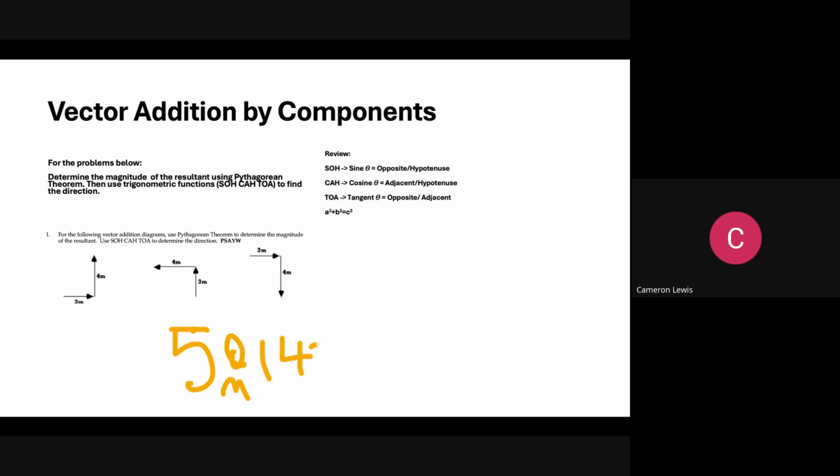So now we got 5 meters at 143, northwest. Good. So now we know that this angle is this. We know it's 5 meters, but what direction is it? Northwest. How precise is it? Oh, 143 degrees.